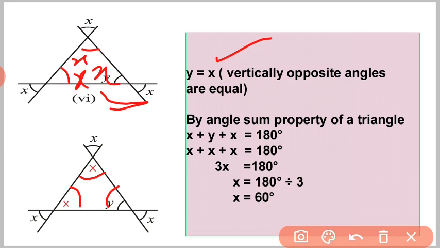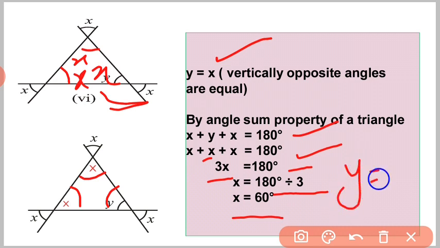By applying angle sum property, we can find the value of all the variables. So by angle sum property, x plus y plus x is equal to 180 degree, and in place of y we can write x. So all three angles, sum of all angles equal to 180 degree. 3x is equal to 180 degree. Again x is equal to 180 degree divided by 3, and the answer is 60 degree. So how much will be y? Yes, y will also be equal to 60 degree, as y is equal to x.